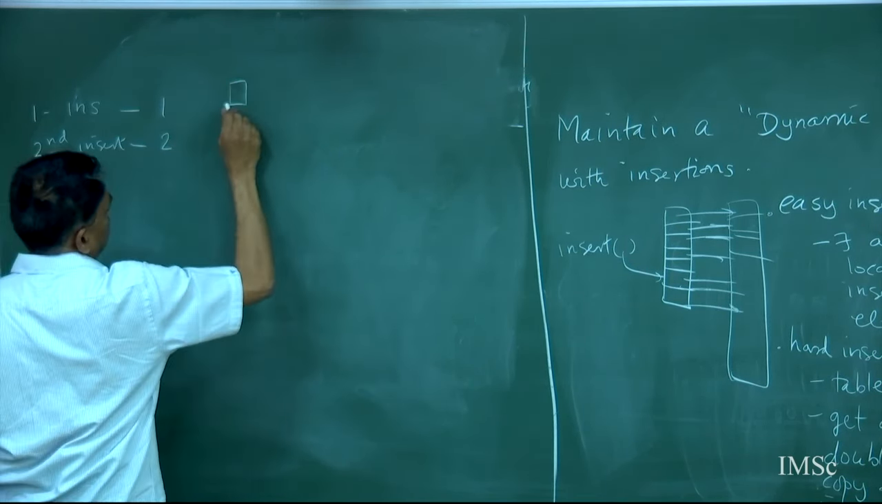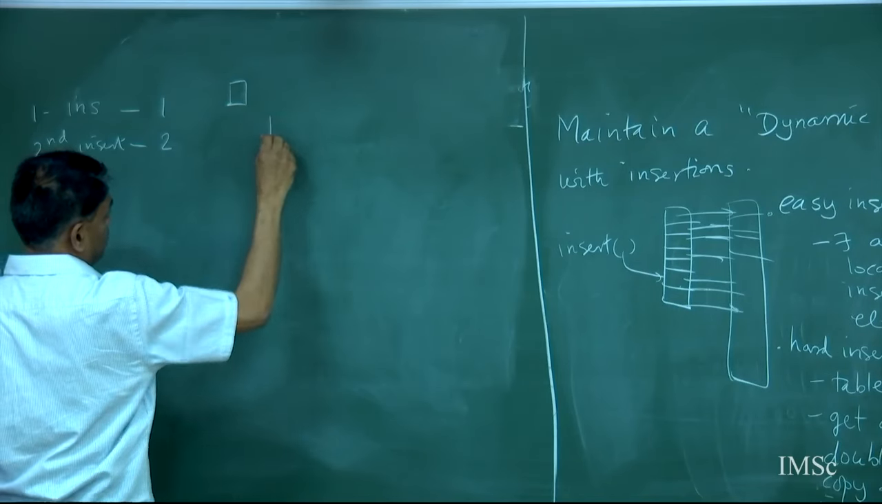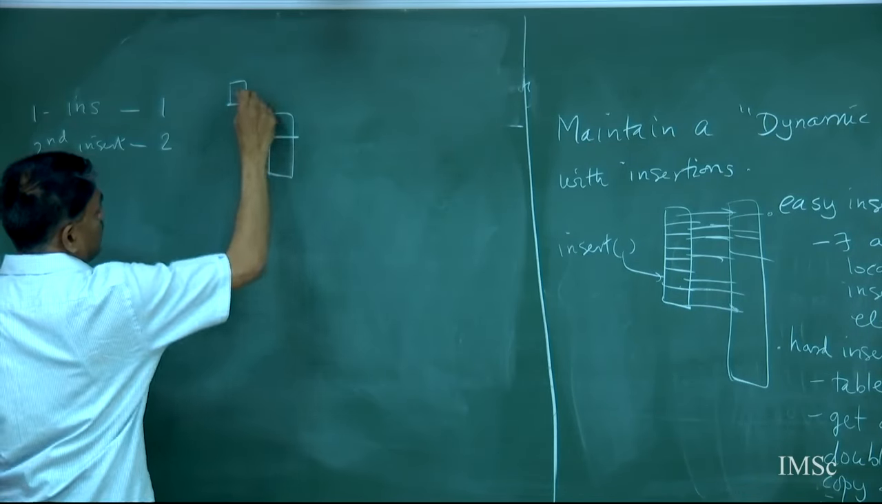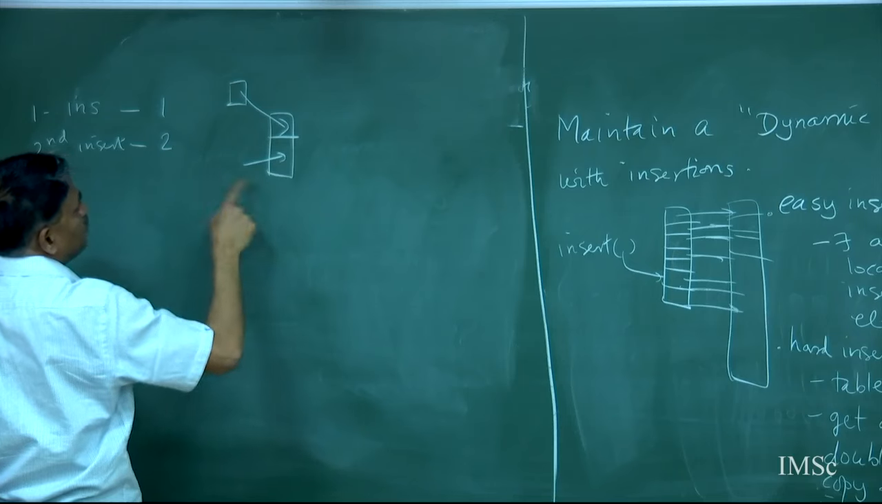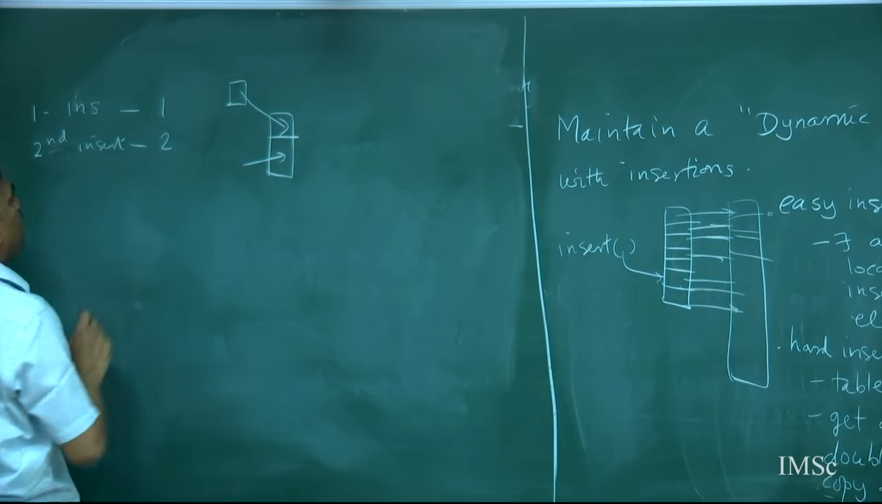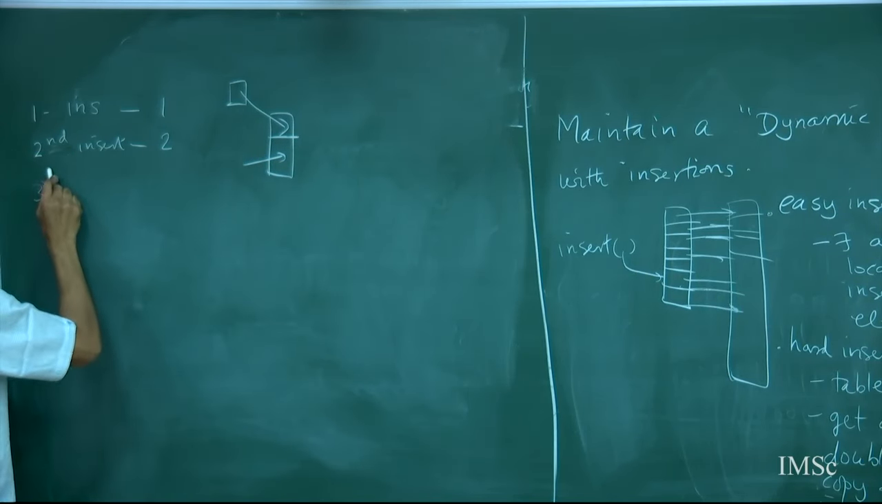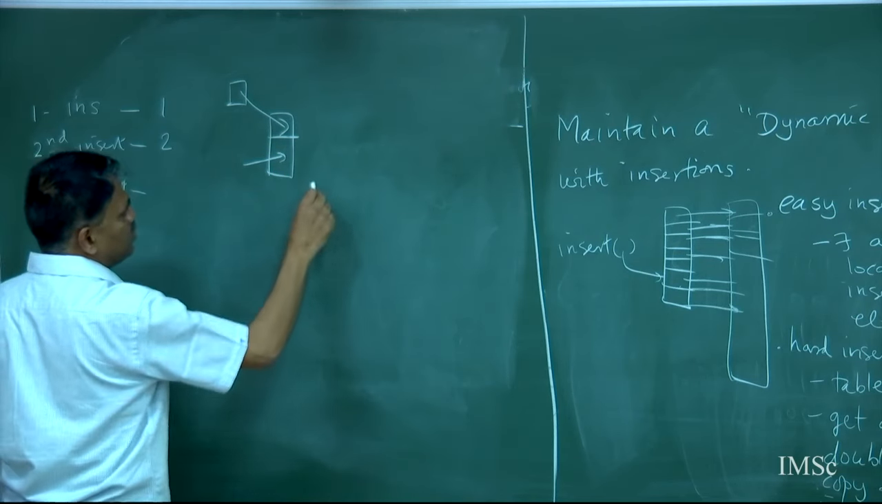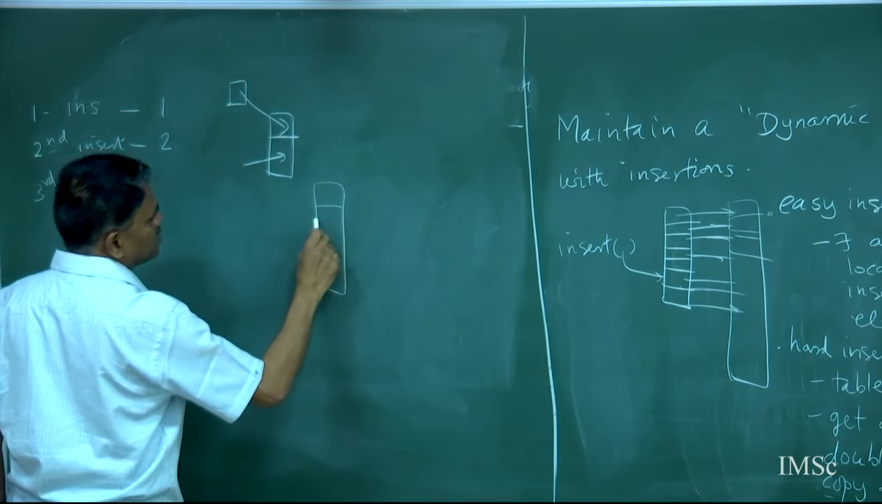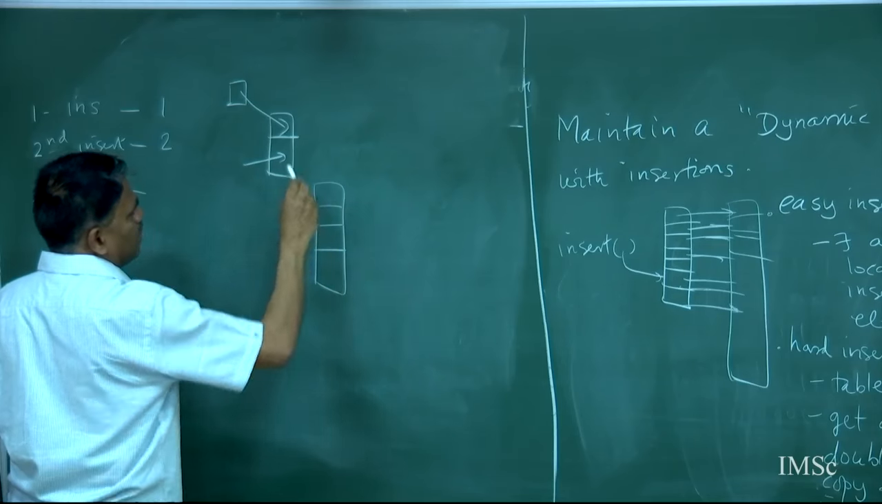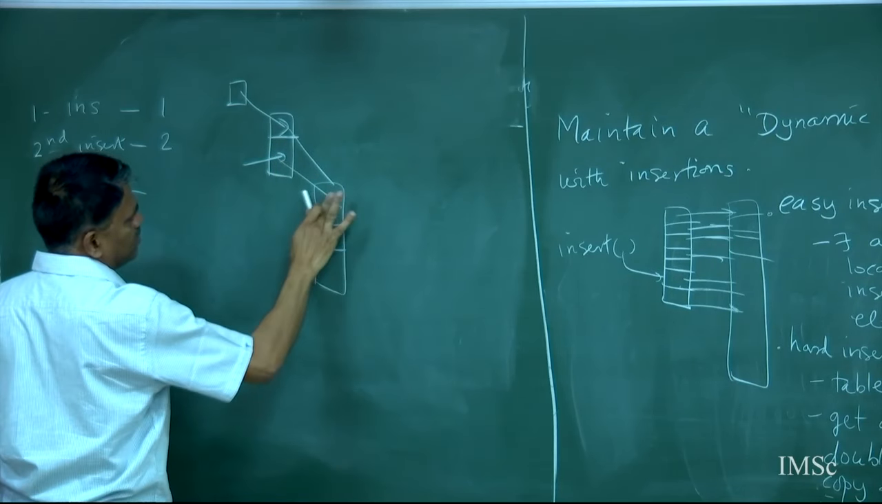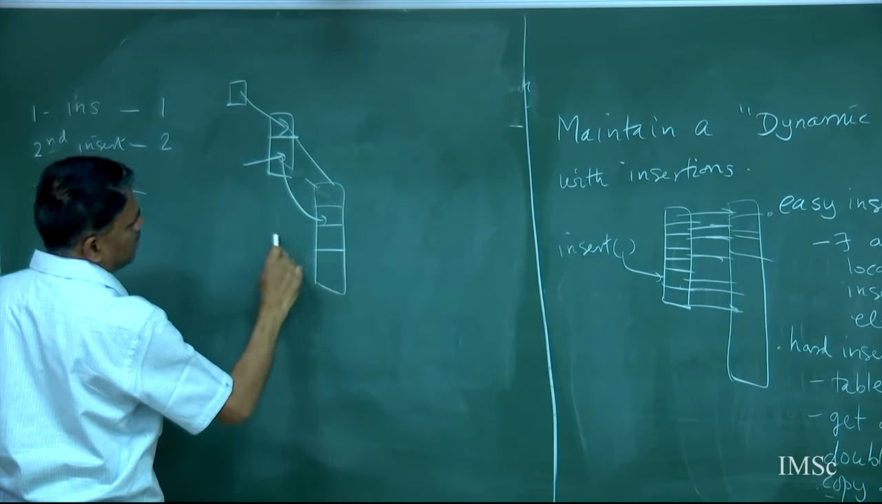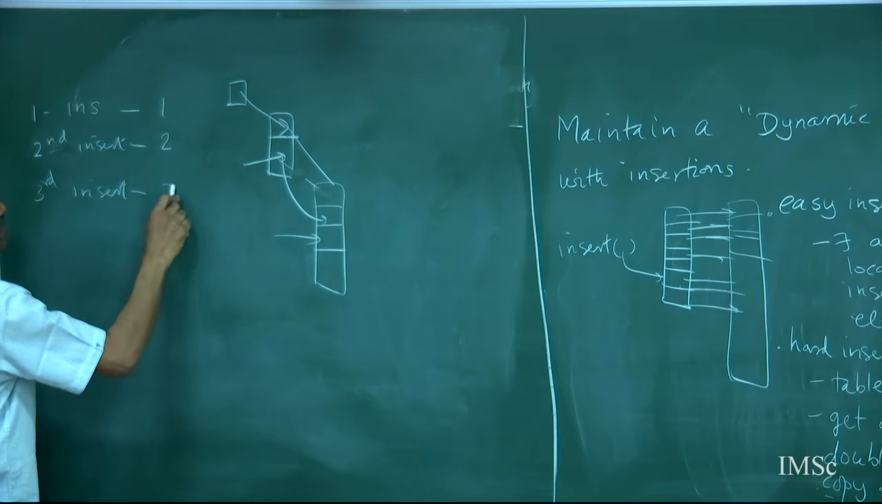So my table is like this. Now I ask for a table of this size, copy it here, and then put my new element here. So that costs 2. Third insert: again the table is full, so I will ask for a table of size 4. Copy this there, and then I insert my new element. That costs me 3.